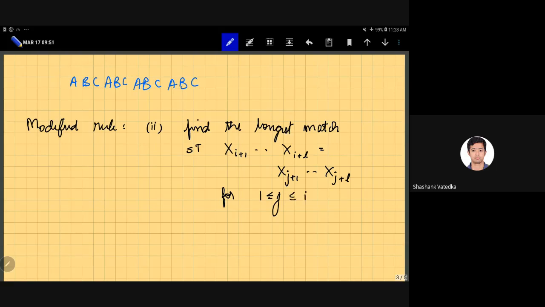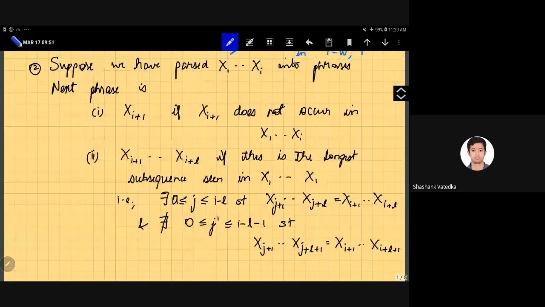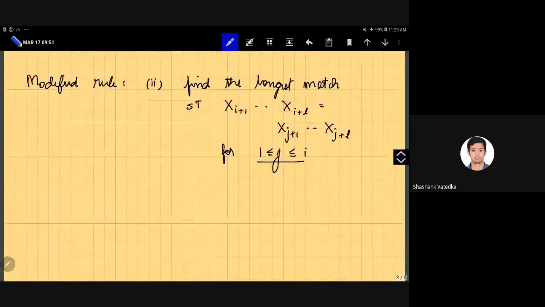Okay. So note that I'm looking for a match where the starting location can be anywhere between 1 and i. On the other hand, when I previously discussed this, the starting point of the match should be between 1 and i minus L. So basically, I'm allowing an overlap in the match.